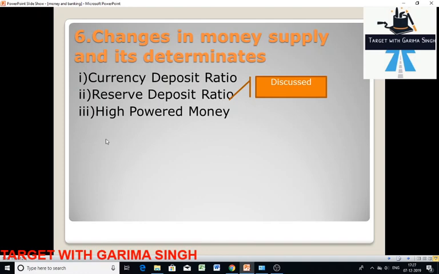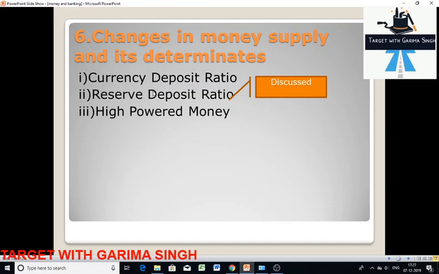These are summarized in the form of three determinants, three points. Like CDR, currency deposit ratio. It is the ratio of currency held by public to their holding of bank deposit. That is CDR.